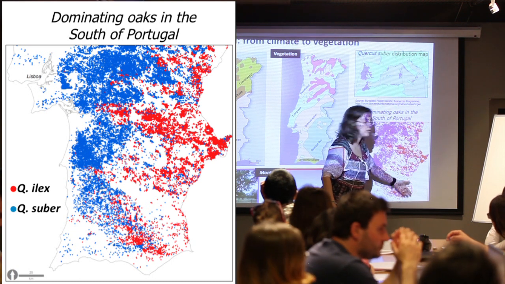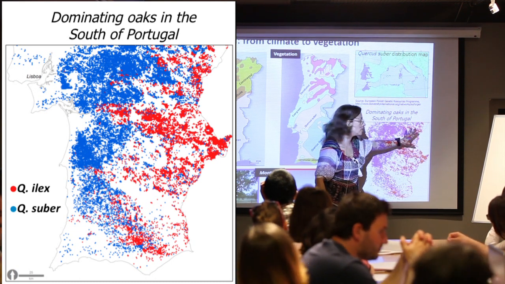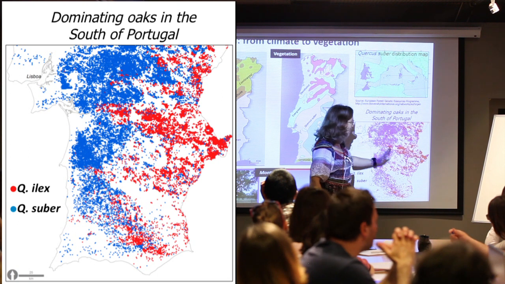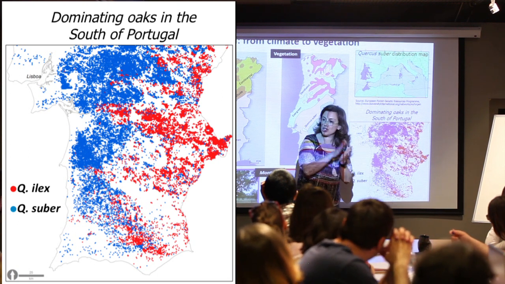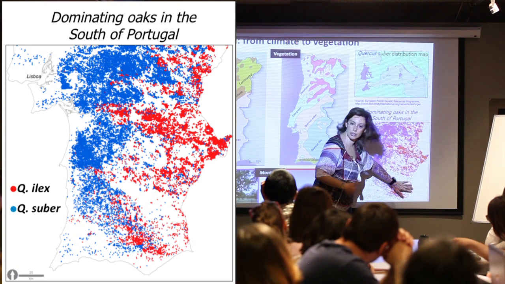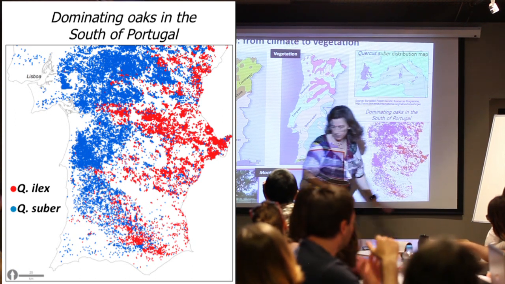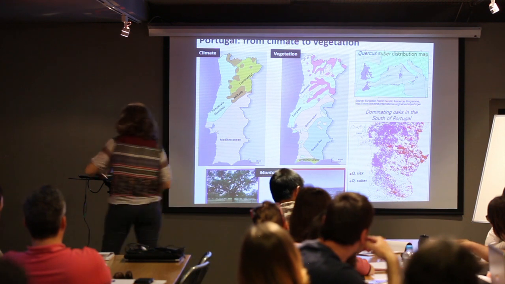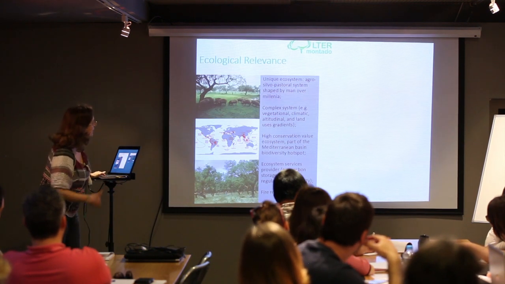And here it's more dry, and it's very interesting because Quercus ilex in some way matches the driest areas and the dry lands in the country. So Quercus ilex is on the right side of the country, okay, which is drier. And this is just an example.